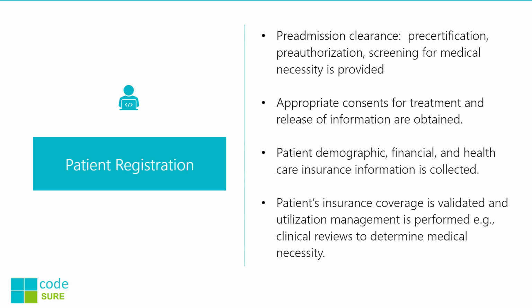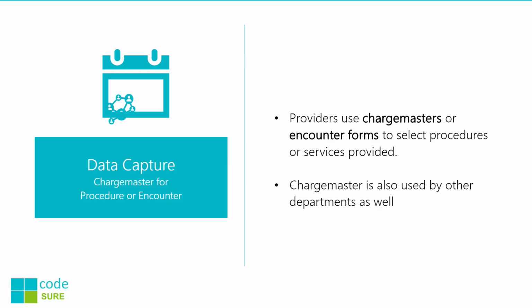Patient demographics such as financial and healthcare insurance are verified. Hopefully, the information about the healthcare insurance has been documented prior to the patient arriving at the healthcare facility. Pre-certification and pre-authorization screening for medical necessity is provided at this point as well. The data, which will be the basis for the medical billing, is captured through charge masters. Charge masters or encounter forms identify procedures or services provided.